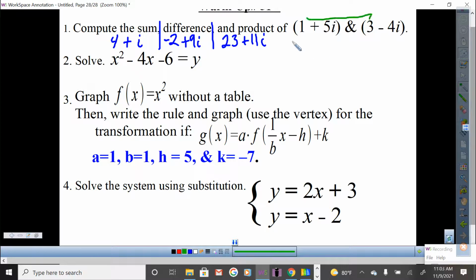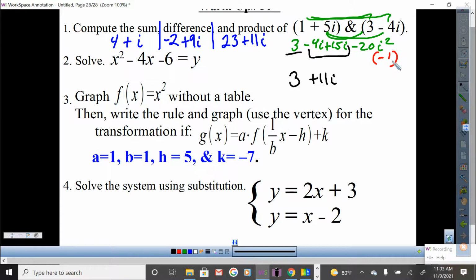So 1 times 3, that's 3. 1 times negative 4i is negative 4i. 5i times 3, that's 15i. And 5i times negative 4i, that's negative 20i squared. And we said that anytime you see an i squared, we are going to substitute a negative 1 there. So if I combine, I'm going to bring down the 3. Combine this, that's 11i. Negative 20 times negative 1, that's positive 20. And of course, this plus this is 23 plus 11i. All right, number 2.